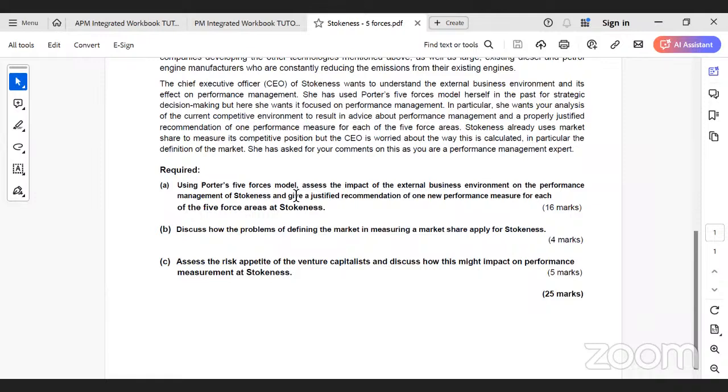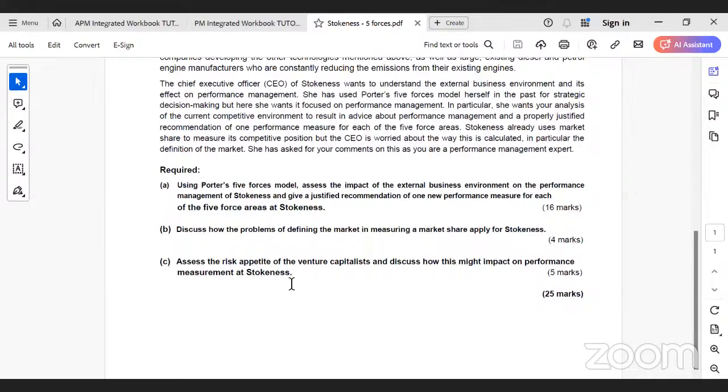Balance 11 marks is explaining what Porter's five forces is, and then using it for the other part, that is the impact of the external business environment on the performance management. Discuss B part. Discuss how the problems of defining the market in measuring a market share apply for Stokeness. So that's a little tricky. Let's park that for now.